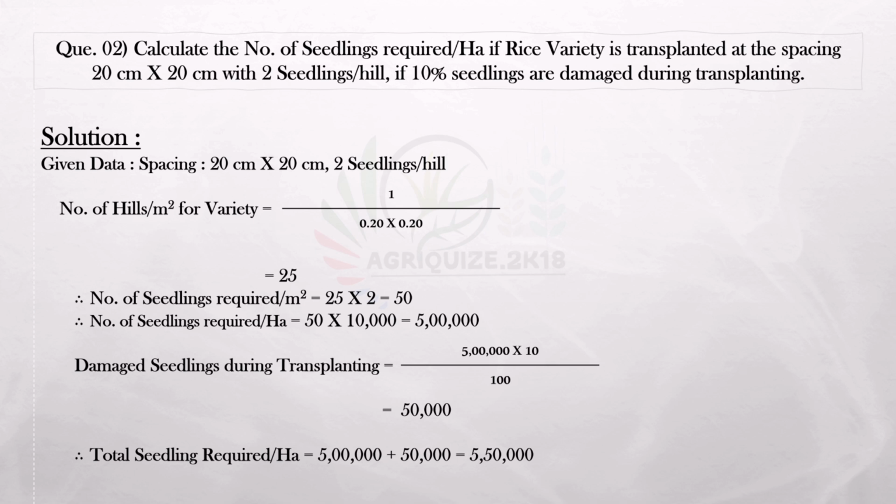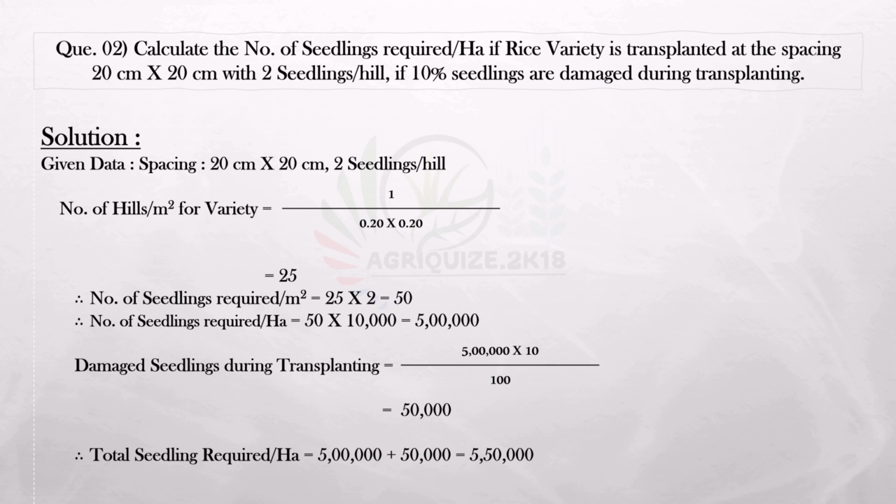First, we will see how many hills are there in 1 square meter area. Number of hills per meter square is equal to 1 divided by given spacing. Note that spacing values must be in meter. We get 25. So there are 25 hills in 1 square meter area. It is also given that 2 seedlings are transplanted per hill. So, number of seedlings required per meter square will be 50.